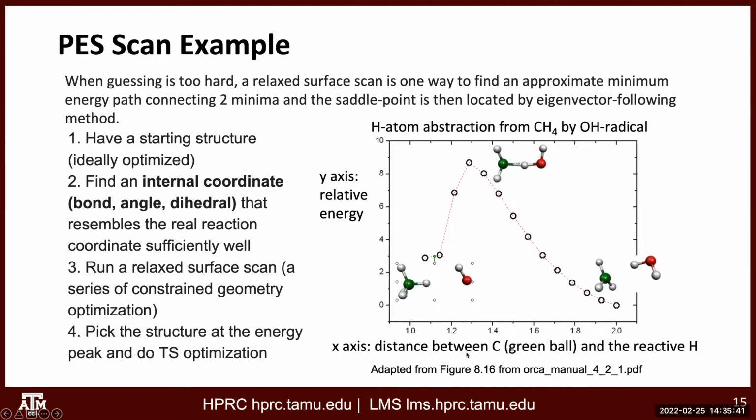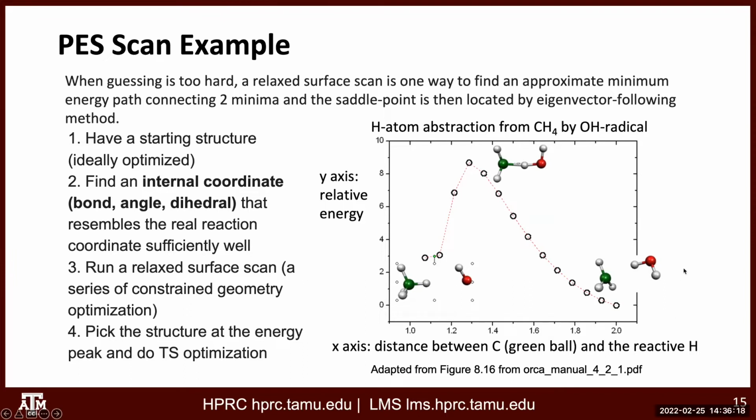You can choose which coordinate you want to use, but for this one, I think it shows the distance between carbon and hydrogen. And for the scan direction, you always want to start from a more rigid structure to a more flexible structure. I think though it graphed from left to right, for this one, the scan was actually done from right to left.